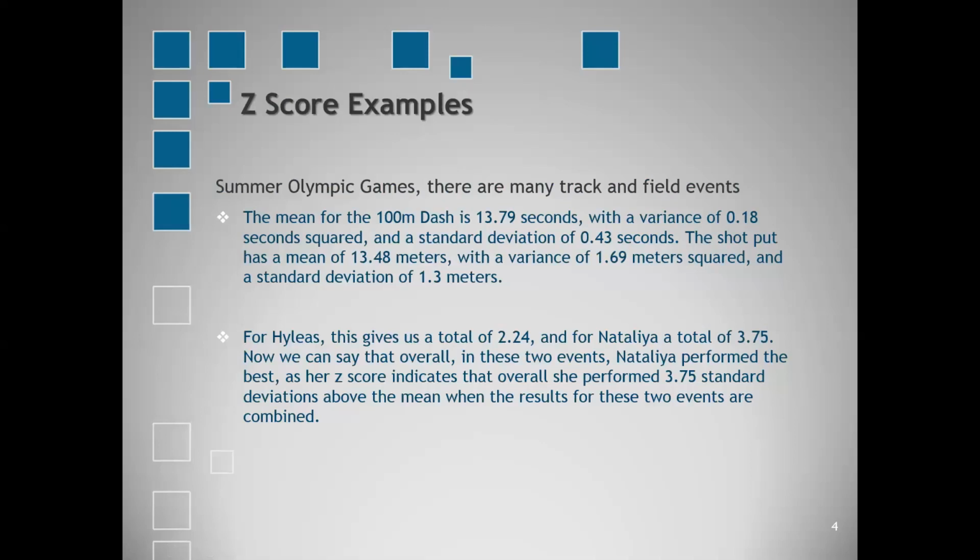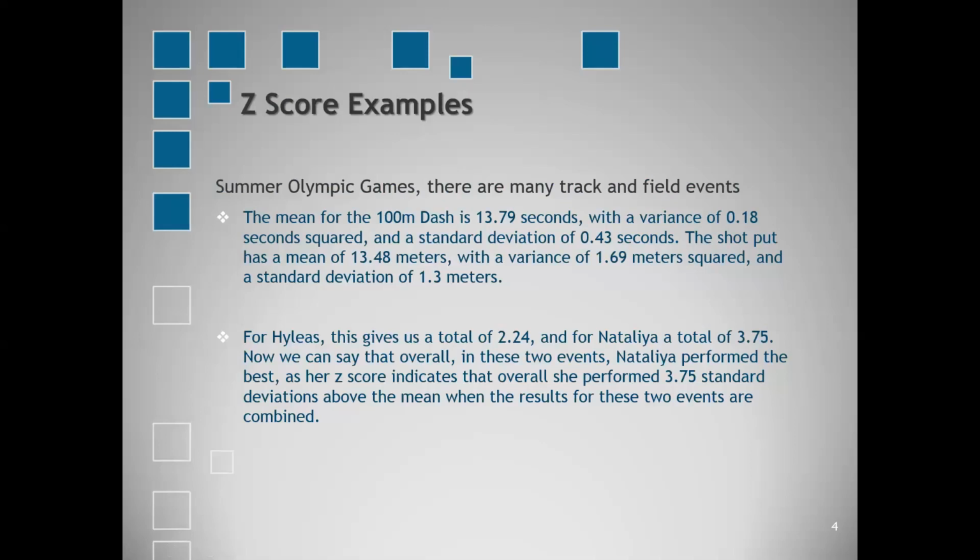In order to combine the results, it might be better to take the absolute value of the z-score for the 100-meter dash before combining it with the shot put. Now we can add up the z-scores for each event and get a total score. For Hilaeus, this gives us a total z-score of 2.24, and for Natalia, a total of 3.75. Now we can say that overall in these two events, Natalia performed best, as her z-score indicates that overall she performed 3.75 standard deviations above the mean when the results for these two events are combined.